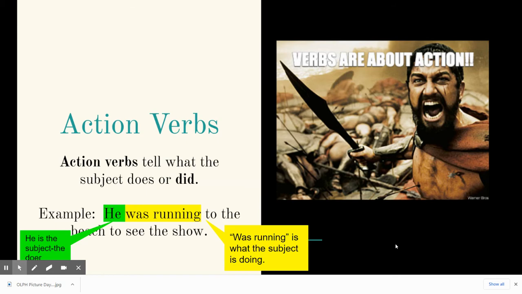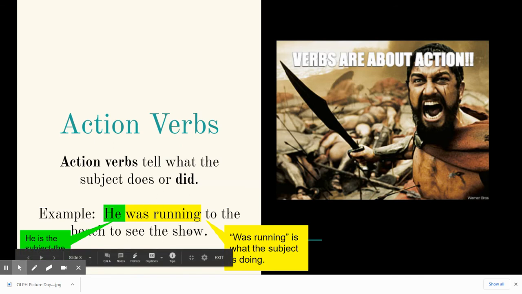Let's take a look at an example. He was running to the beach to see the show. We have he, which is our subject because that's the doer. He is the person who is running. He's doing the action of running. Running is the verb of the sentence. It's an action, it's something that you do. Was is a helping verb that tells us when the running took place.